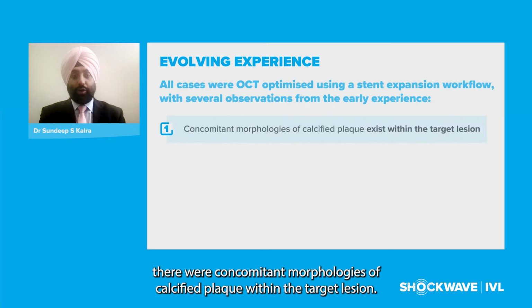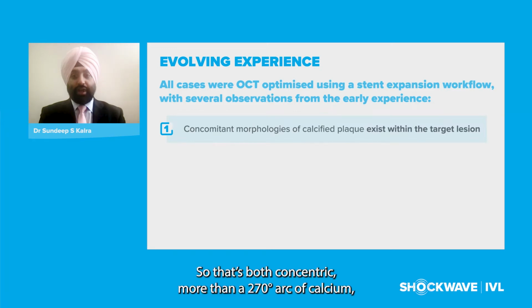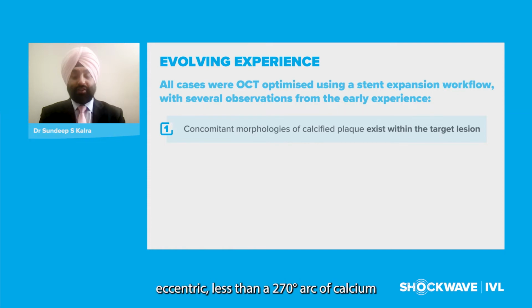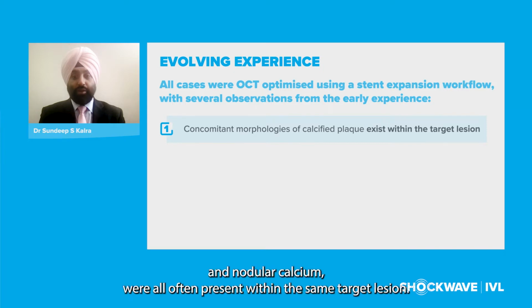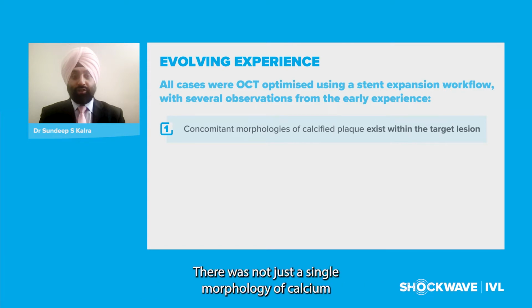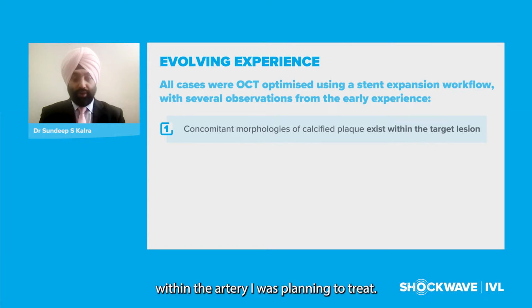Firstly, there were concomitant morphologies of calcified plaque within the target lesion. So that's concentric, more than a 270-degree arc of calcium, eccentric, less than a 270-degree arc of calcium, and nodular calcium, all often present within the same target lesion. There was not just a single morphology of calcium within the artery I was planning to treat.